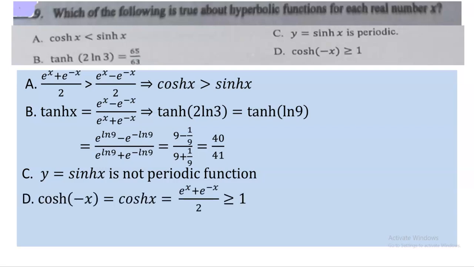But when you come to D, the cosine hyperbolic of minus x is the same as cosine hyperbolic of x, because even if you put minus x, you can obtain the same output. And we knew that the range for cosine hyperbolic x is 1 to infinity. That is to say, this function is greater than or equal to 1. So what has been written in D is right. So the answer is going to be D.